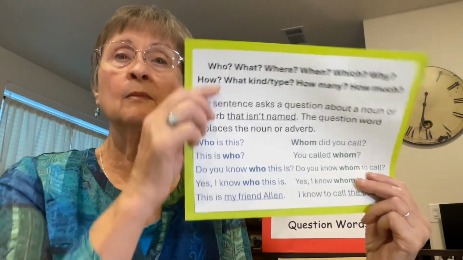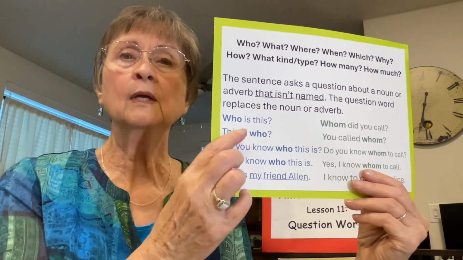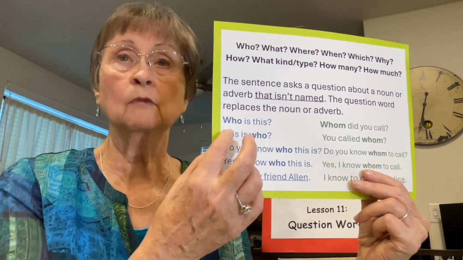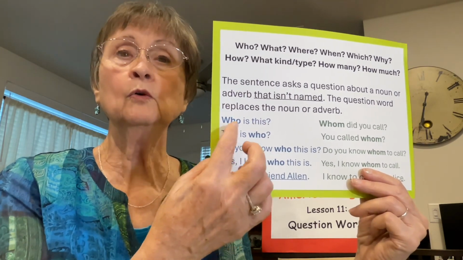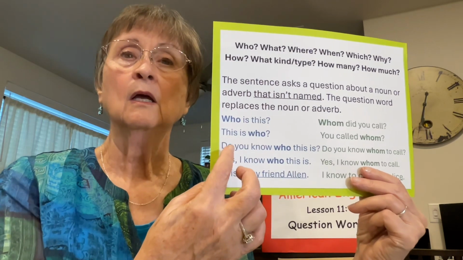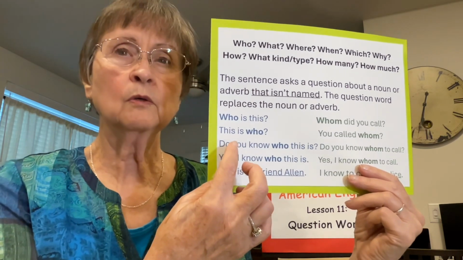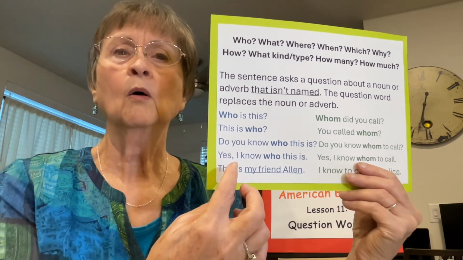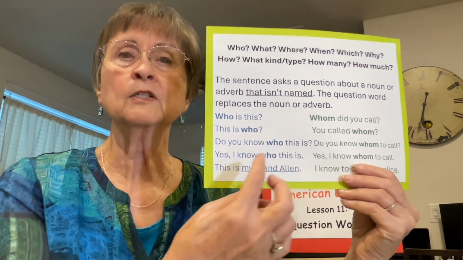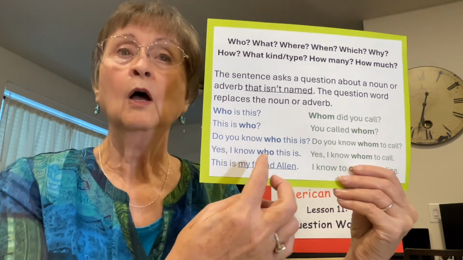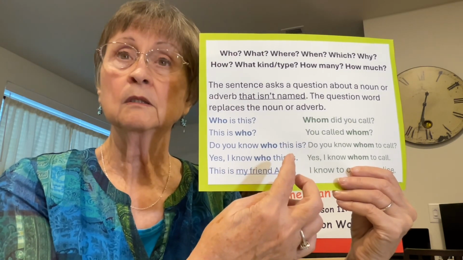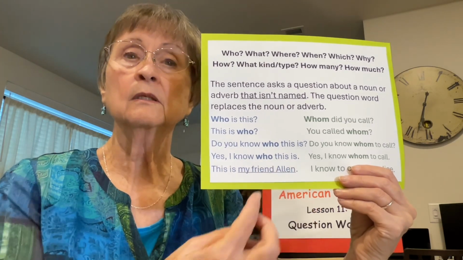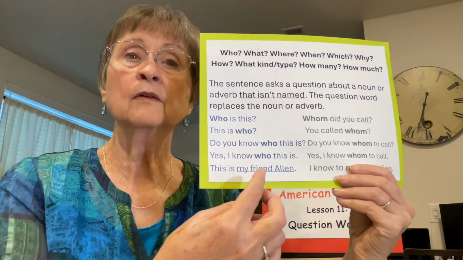So here are some examples. Who is this? I could say, who is he or who is she, or one of the other pronouns, but who is this? And sometimes if we're not sure, we might want to repeat it. This is who? Or you can make a longer question. Do you know who this is? Yes, I know who this is. This is my friend Alan.